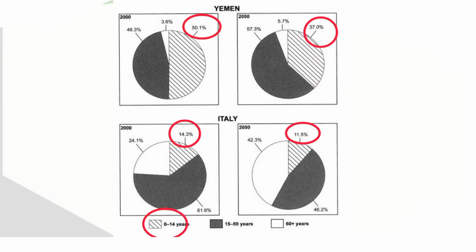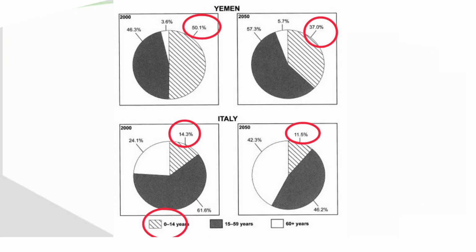In this graph, for the year 2000, we can see that the population of young people in Yemen is 50.1%, but for Italy, the population of young people is only 14.3%. So we can conclude that Yemen has more young people than Italy. And for 2050, it is predicted that just like 2000, Yemen will be having more young people than Italy.